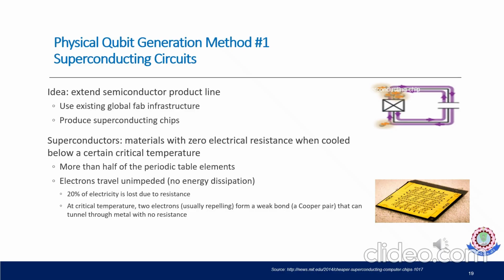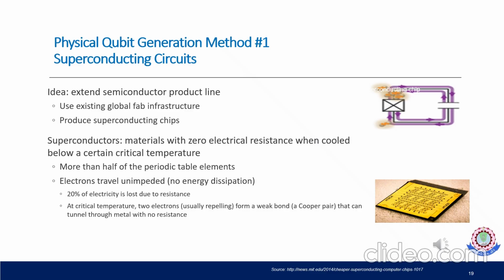The first method is superconducting circuits, ideal to extend the semiconductor product line, since it uses the existing global fab infrastructure to produce superconducting chips. Superconductors are materials with zero electrical resistance when cooled below a certain critical temperature, and they include more than half of the periodic table elements. Electrons travel unimpeded with no energy dissipation. 20% of electricity is lost due to resistance.